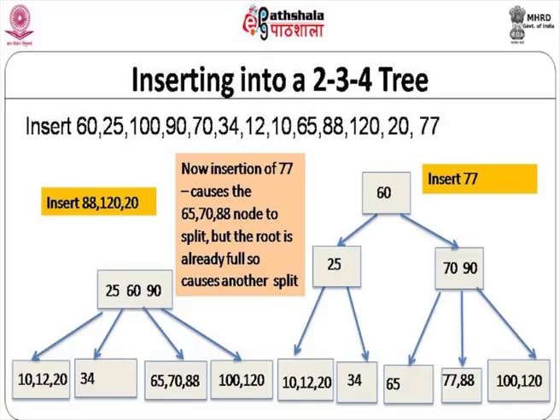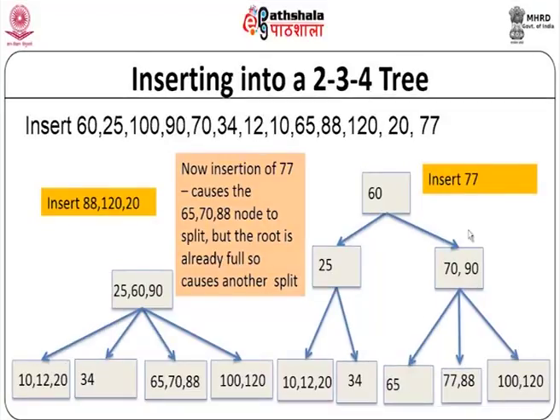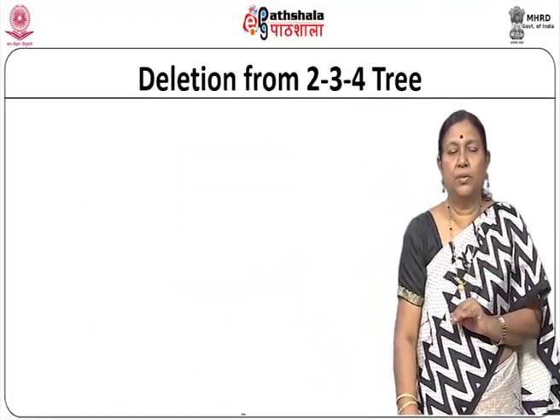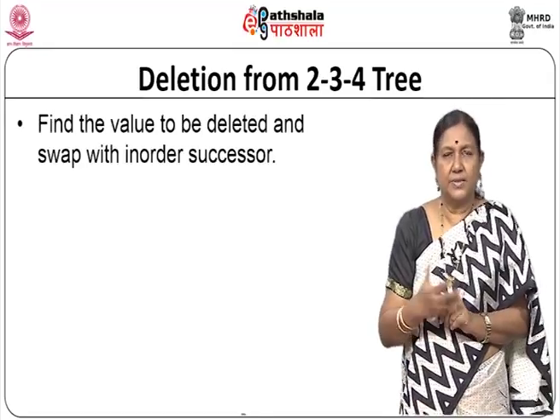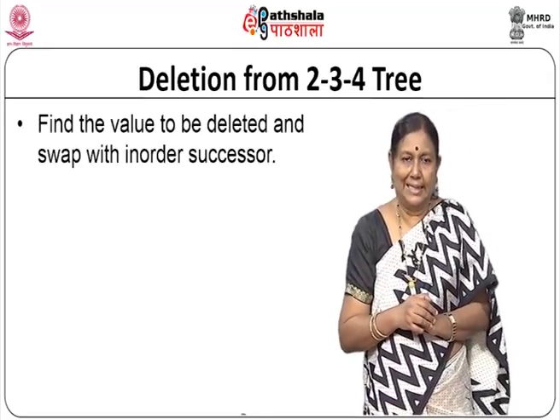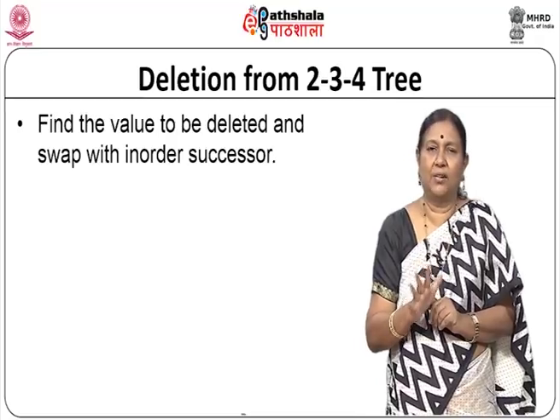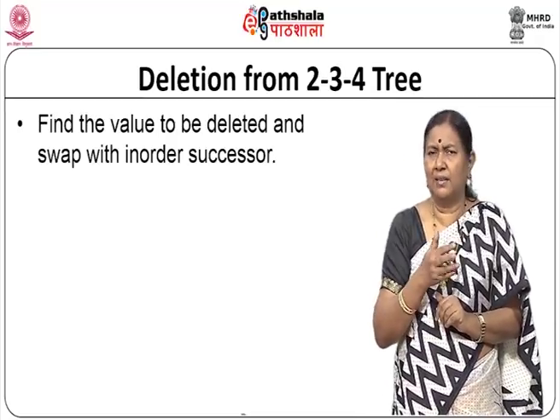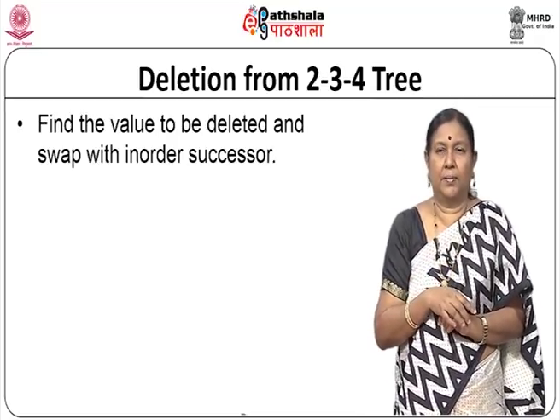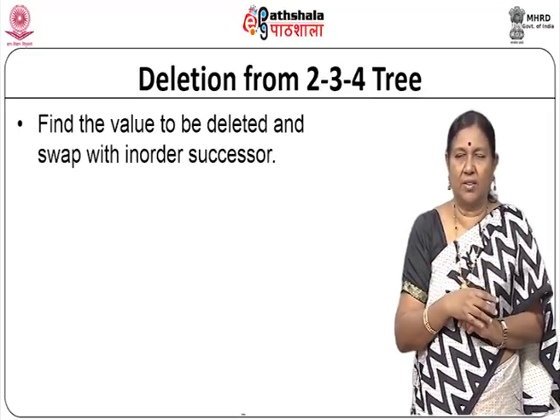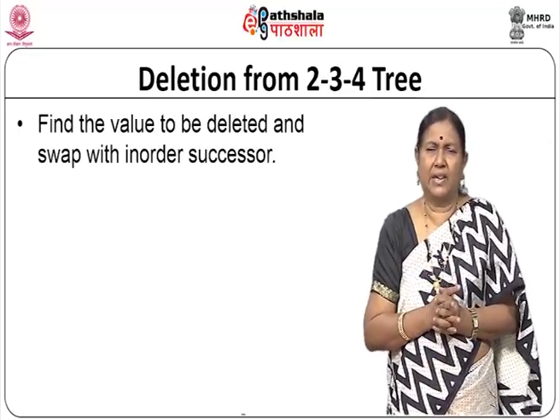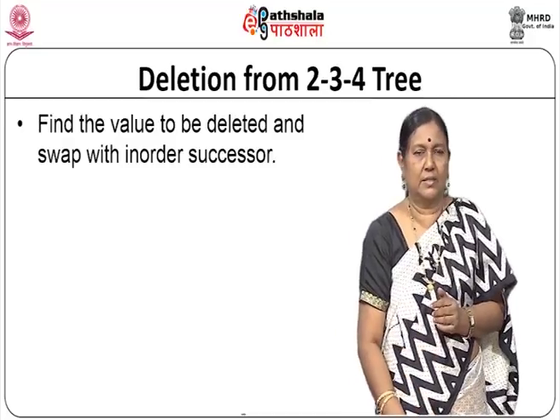As in the 2, 3 tree there is percolation of the splitting up the tree. Now, we go to deletion from a 2, 3, 4 tree. First we have to find the value to be deleted and then we have to swap it with the in-order successor. This is similar to any search tree property. In a binary search tree we just had an in-order successor. Similarly, we can define an in-order successor for any search tree.